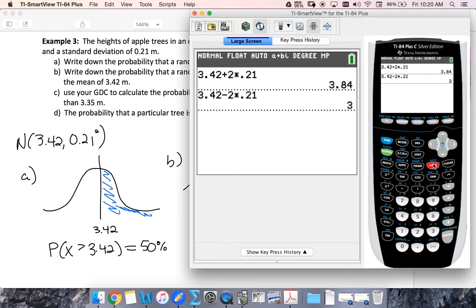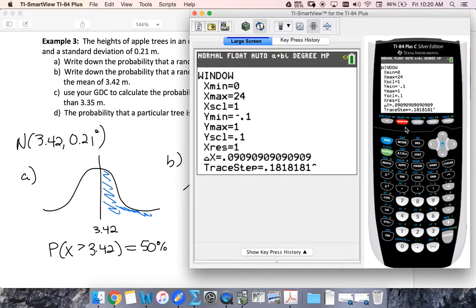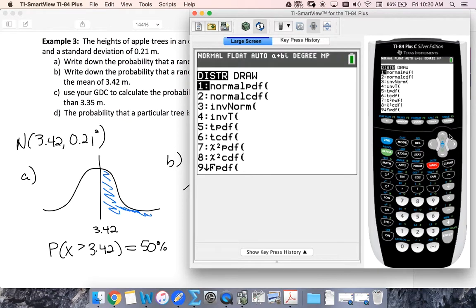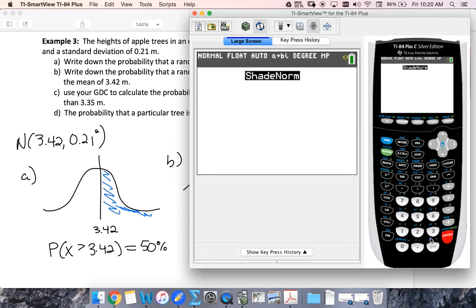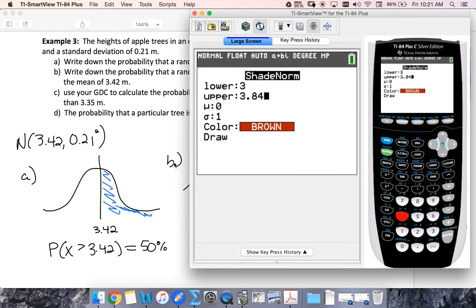So now I'm going to draw that. Shade norm. Oops, first I want to think about my window. Now 3.42 is my middle, so I'm going to go from 0 to 7. And then my y-max has been really high. I haven't seen much, so I'm going to make that 0.6. All right, now I'm going to draw my distribution. Shade normal. My lower bound was 3. My upper bound, 3.84. Mean, 3.42. Standard deviation, 0.21.